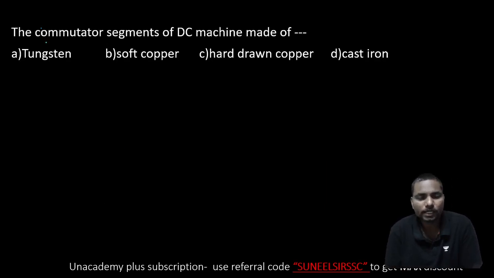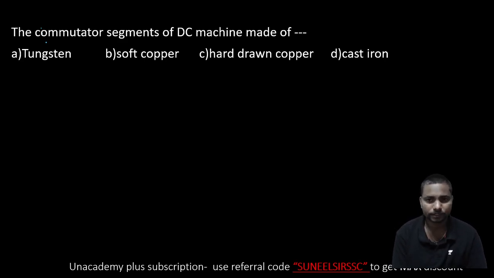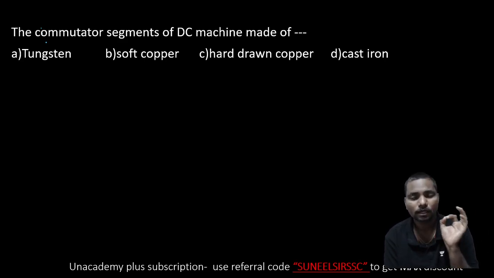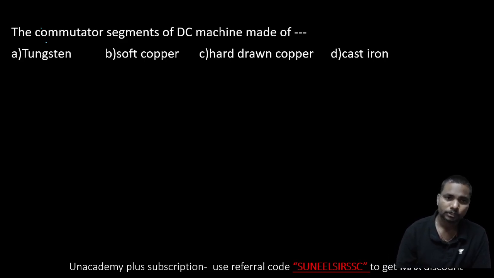The commutator segments of DC machine are made up of dash. It is a very important and very repeated question, guys. Come on, try to give the answer for this. Since you are watching this video as a recording, you can stop the video, make your answer, and after that check with my answer. So the commutator segments of DC machine are made up of hard drawn copper.